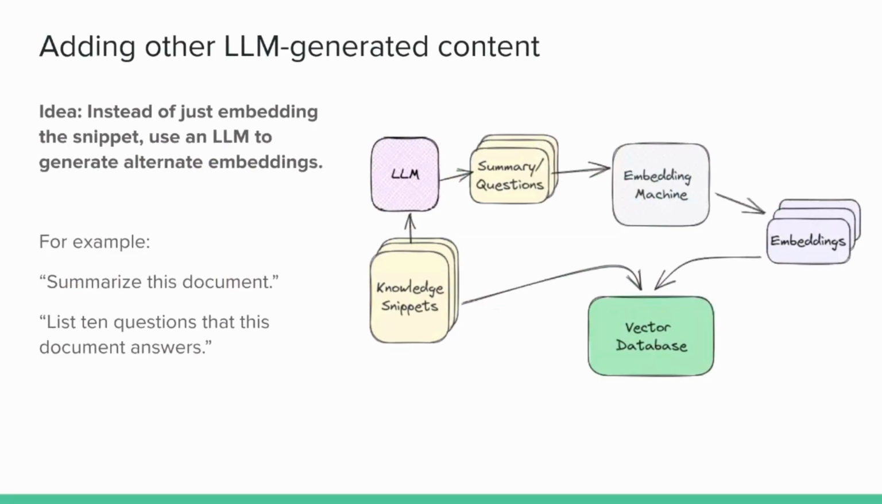That way, when a user asks a question, it's not matching the documentation snippet itself. It's matching something that's more likely to match, because it's a question that the AI thought this document was going to answer. So this is another strategy you can use to get better search results.